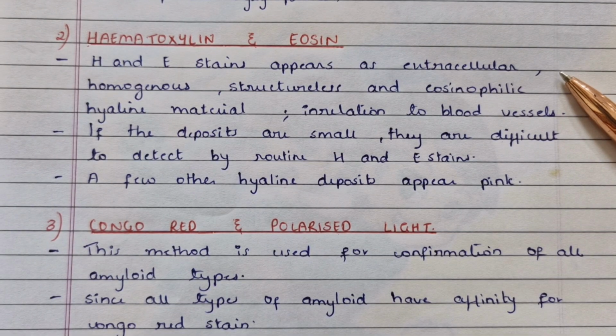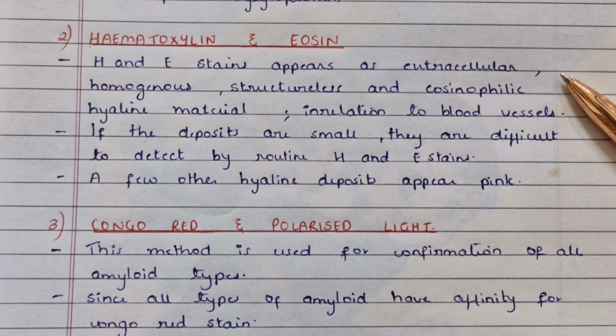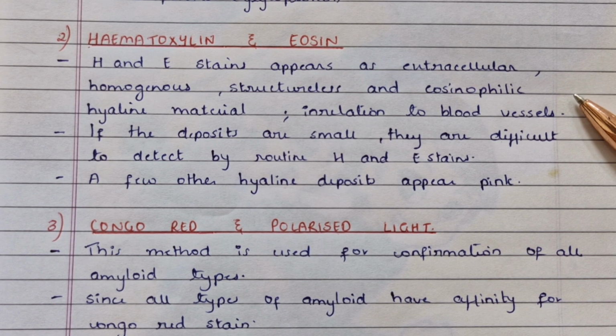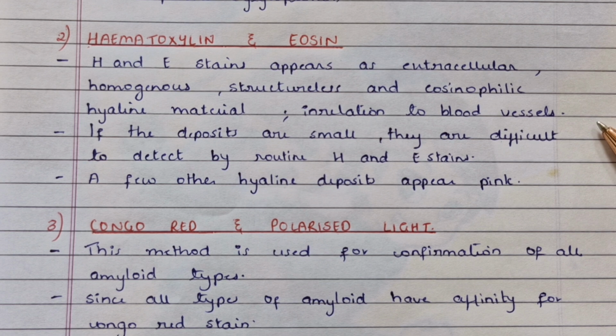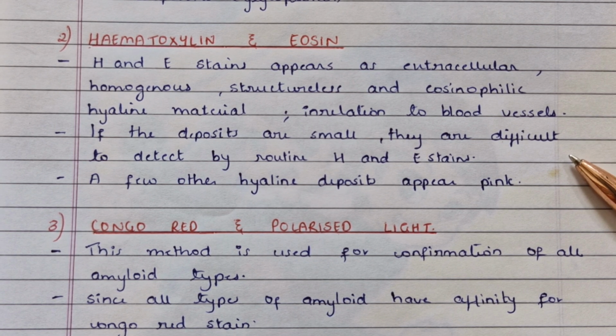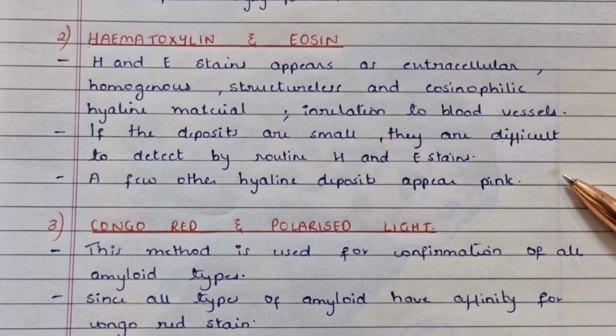The second one is hematoxylin and eosin stains. Hematoxylin and eosin stains appear as extracellular, homogeneous, structureless and eosinophilic hyaline material in relation to the blood vessels. If the deposits are small, they are difficult to detect by routine hematoxylin and eosin stains. A few other hyaline deposits appear pink.